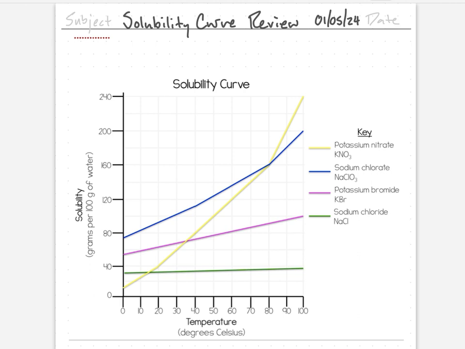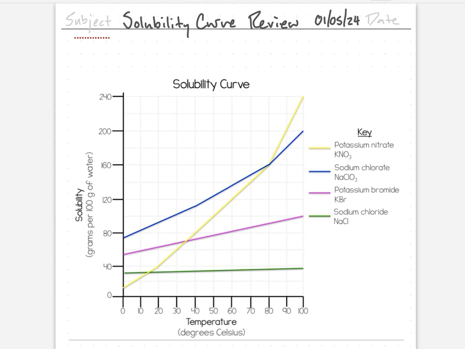So let's just check out an example of what this curve tells us. I'm going to pick potassium bromide to talk about here. If I wanted to know if potassium bromide is going to fully dissolve in water, this curve is going to tell me that. It's also going to tell me if it's not going to fully dissolve in water, or if it's going to fully dissolve in water with excess.